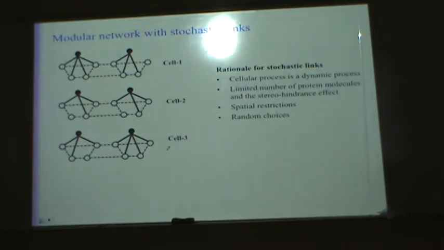If that transcription factor binds to one place of the chromosome, that place is going to be transcribed, and a different place won't be transcribed. So there will be random changes. That's why I say we assume those gene interactions are random from the modeling perspective. Basically, there is a limited number of protein molecules, and there are spatial restrictions and random choices. That introduces some randomness into gene interaction, and that's actually all we need.